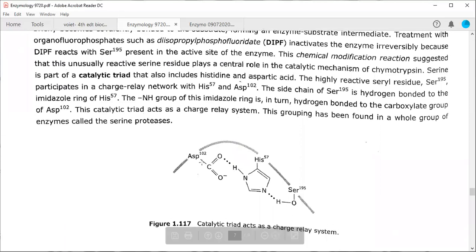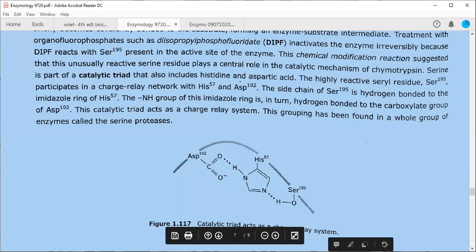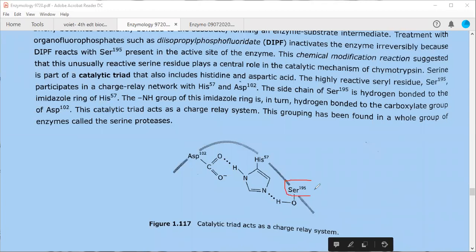Now look, this is an enzyme, chymotrypsin for example, and it has an amino acid called serine 195. This serine may vary in position in different proteolytic enzymes, but in chymotrypsin it forms a catalytic triad, or a charge relay system. It is made up of aspartate, D, histidine, H, and most important of all, serine, at position 195.